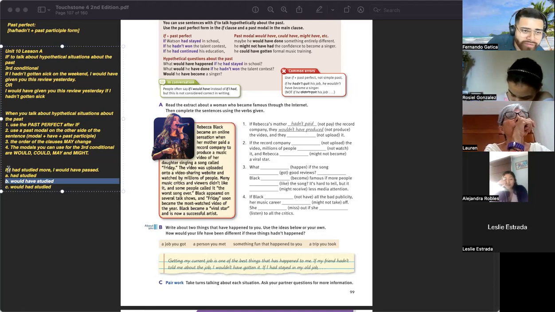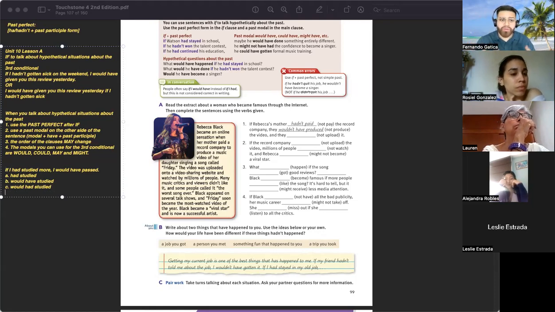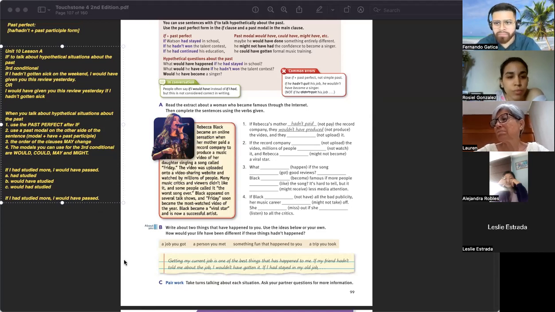And remember, after if, you use the past perfect. So a lot of students, they make a mistake with using past modal after if. They say things like, if I would have studied more, I would have passed. And this is not correct. After if, you need to use the past perfect. If I had studied more, I would have passed. Okay? Remember that, please. Another question is going to come on the test.